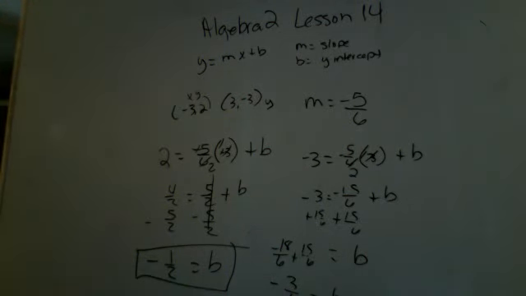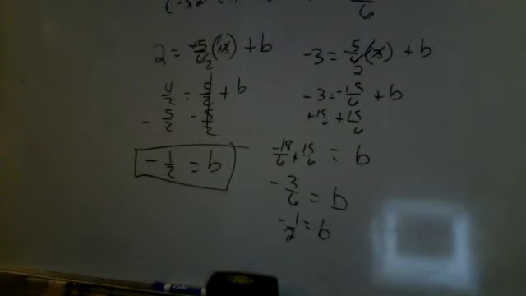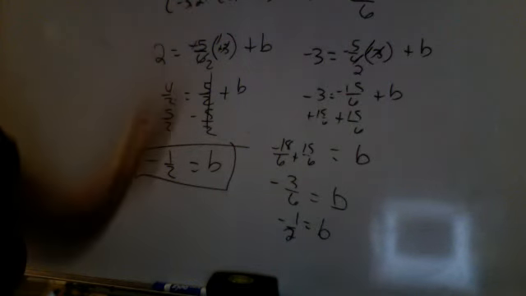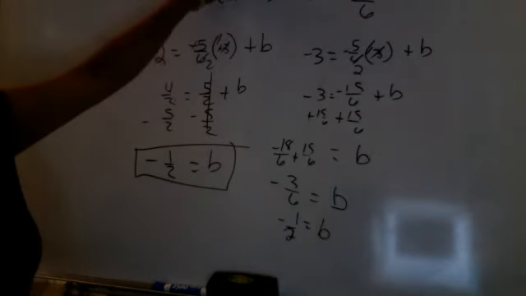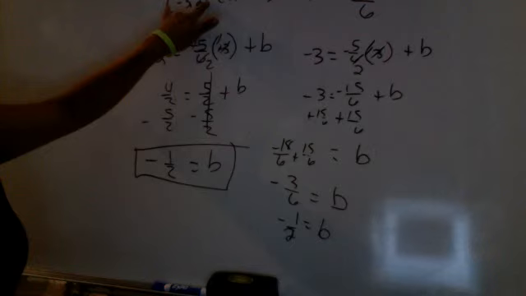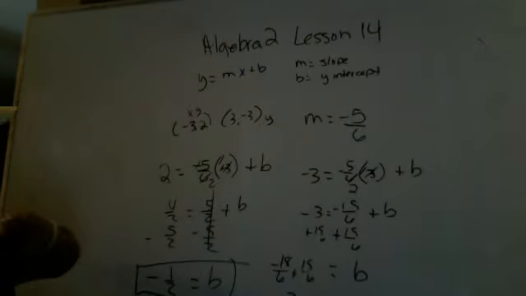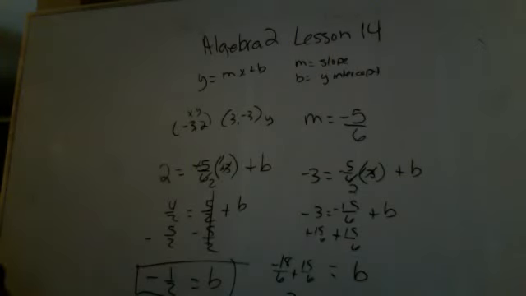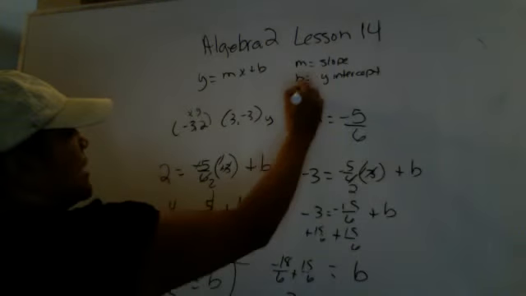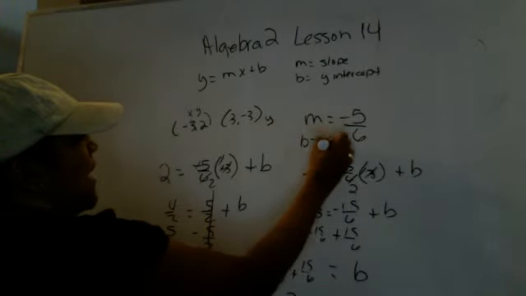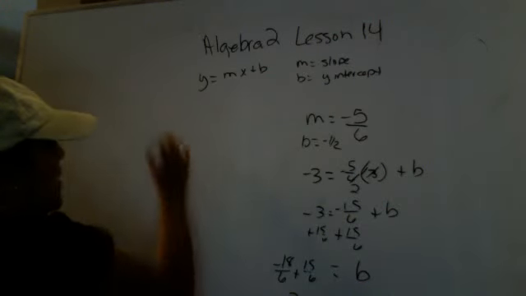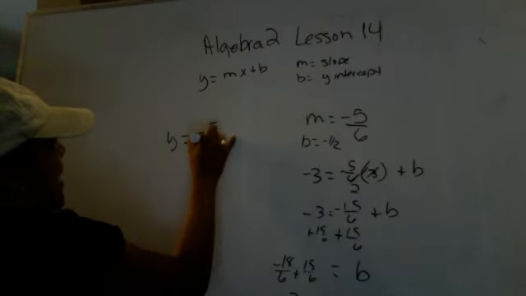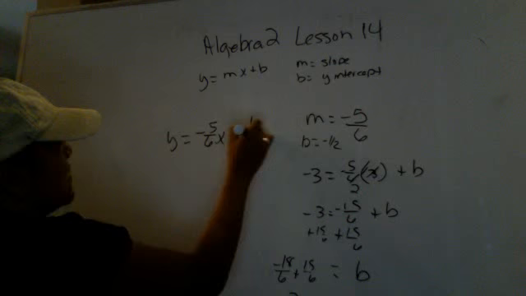I get the same answer, sorry about that, I get the same answer no matter which set of coordinates I put back into this formula. Because I solved for m, and I have a y and an x, I can solve for b. Okay? So that's all you do. And so now I've got my b, which is b is equal to negative 1 half. I can write my equation now, and it's simply going to say y equals negative 5 sixths x minus 1 half.